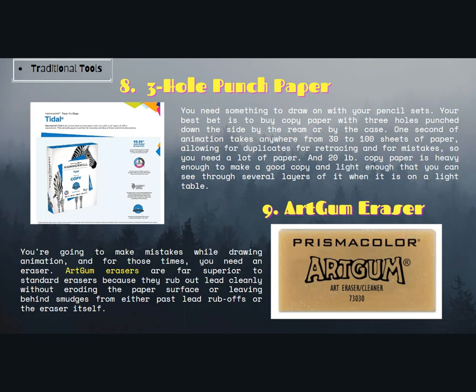The last traditional tool is the art gum eraser. You're going to make mistakes while drawing animation, and for those times, you need an eraser. One example of an eraser among traditional tools is the art gum eraser. Art gum erasers are far superior to standard erasers because they rub out lead thinly without eroding the paper surface or leaving behind smudges from either past lead rub-offs or the eraser itself. So those are the traditional tools in animation.